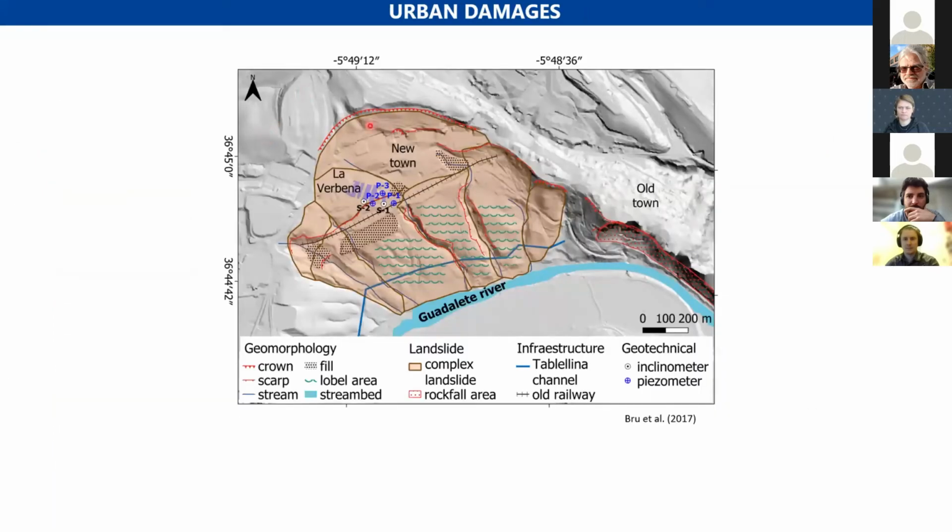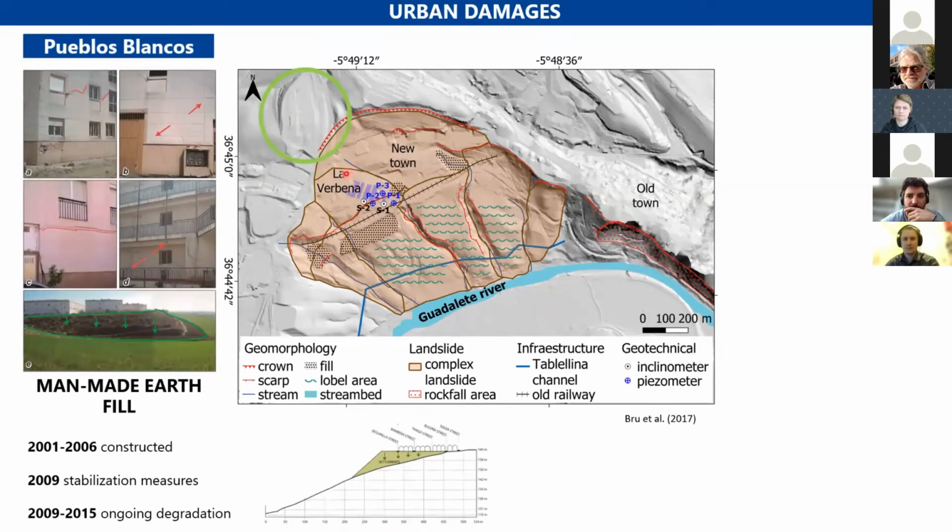So what are the urban damages that we found in this town? First of all, we have this neighborhood that is called Pueblos Blancos. There were several damages that we found here, but in this case, it is nothing related to the landslide, whose geomorphology, the cartography of the landslide, we can see here. This is related to the differential settlement of a man-made earth fill. Of course, when we performed the DInSAR analysis, we could see that this was moving, but it is not related to the landslide.